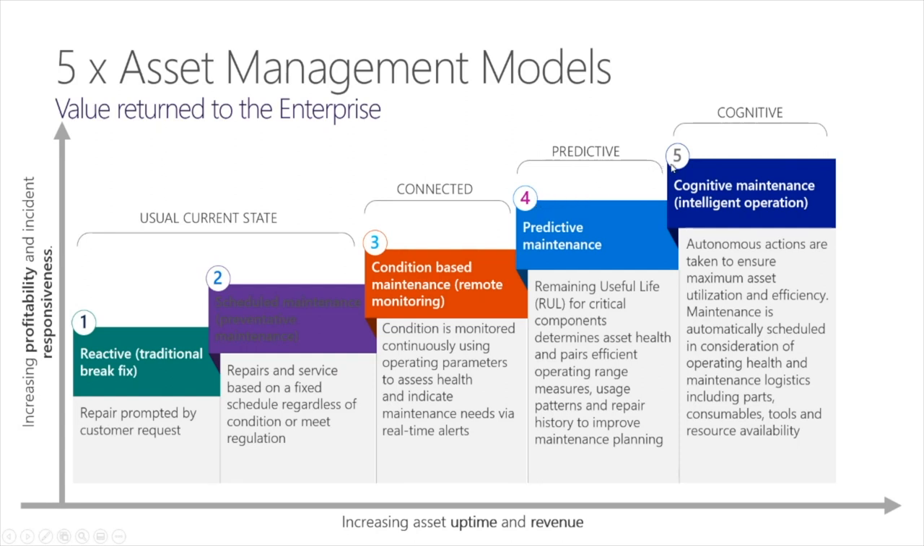And the topmost would be cognitive maintenance, where not only are we able to predict when the asset is going to need maintenance, but there is an autonomous function built in that actually does the maintenance automatically. So that's the levels of maturity. I think with asset management, you can cover 1, 2, and 3 pretty easily. We can start looking at 4, and 5 would be something we can look into if the asset has the capability to self-heal.